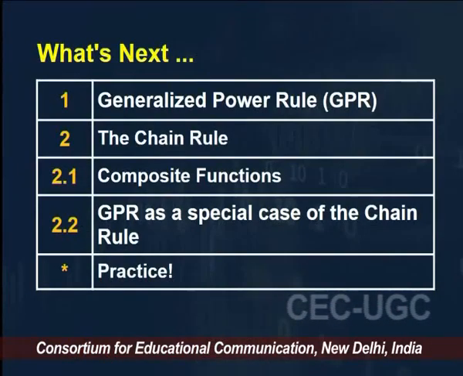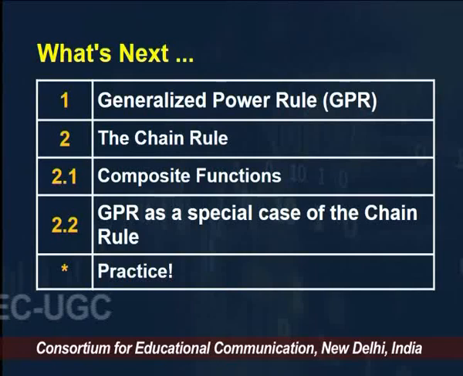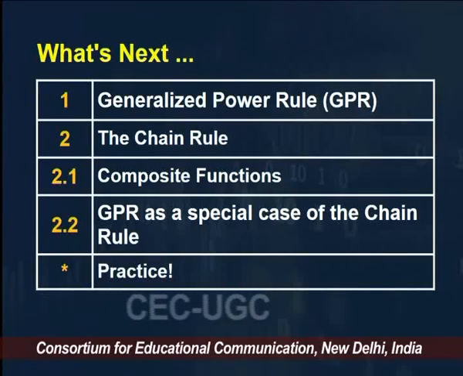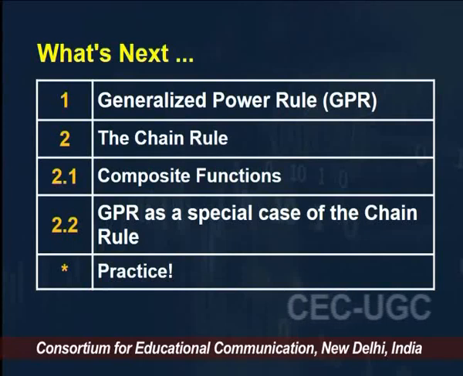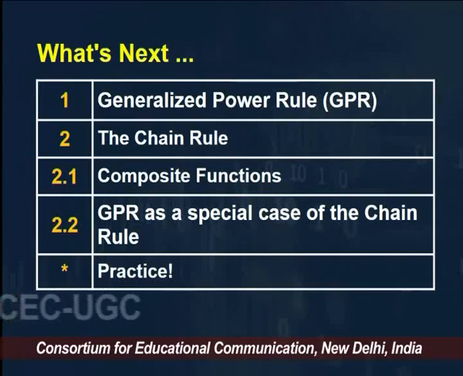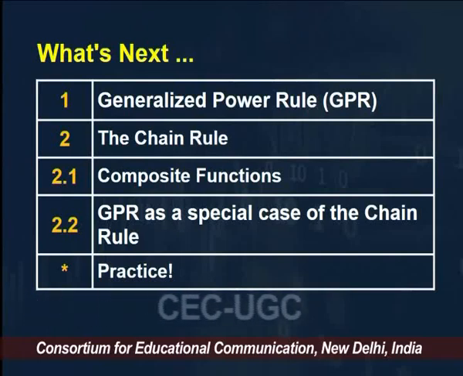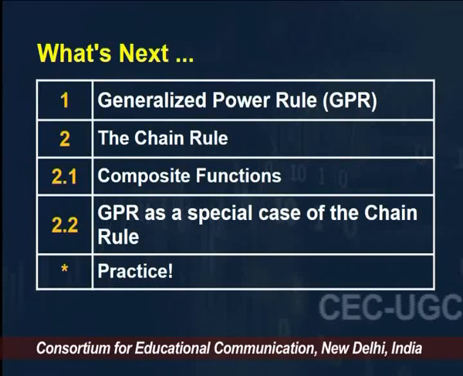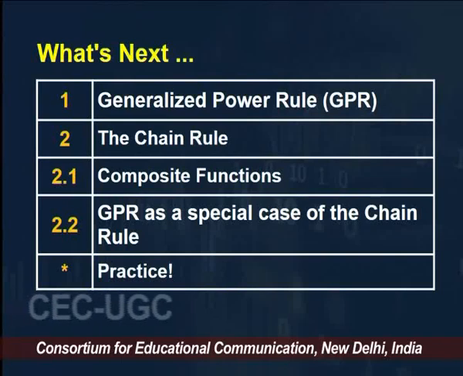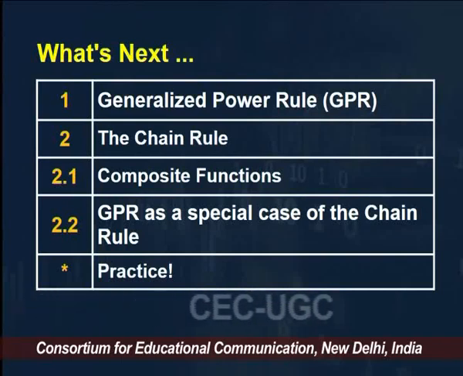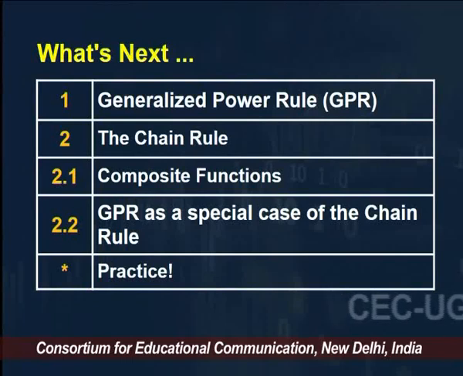In particular, we will start with what is known as the generalized power rule. Then we will go on to bring in a very powerful yet very intuitive, very simple rule called the chain rule. And within this framework, we will also be talking about the concept of a composite function, because that is needed to develop the chain rule. We will also talk about the generalized power rule as a special case of the chain rule.